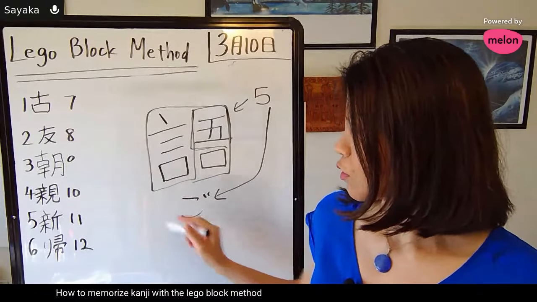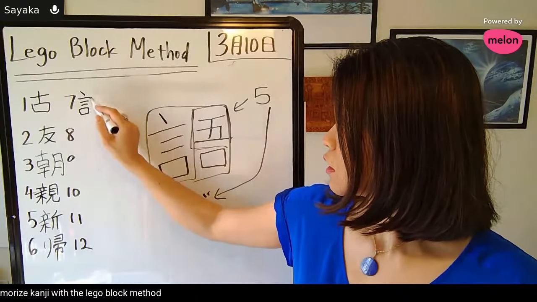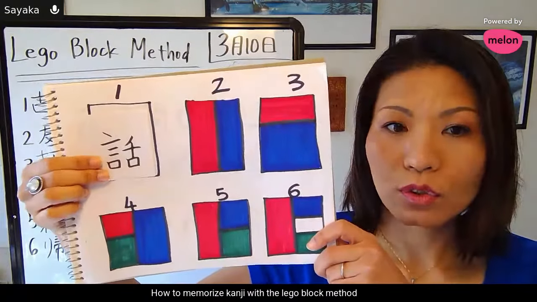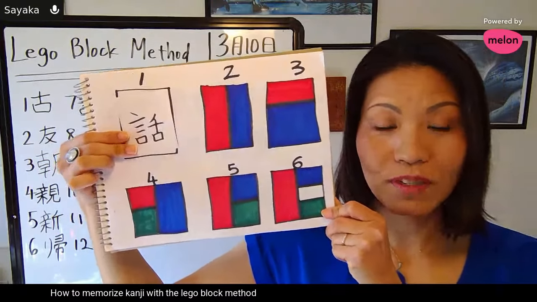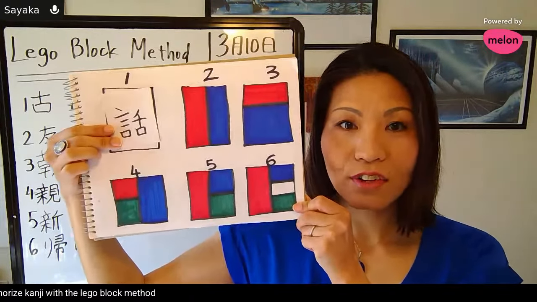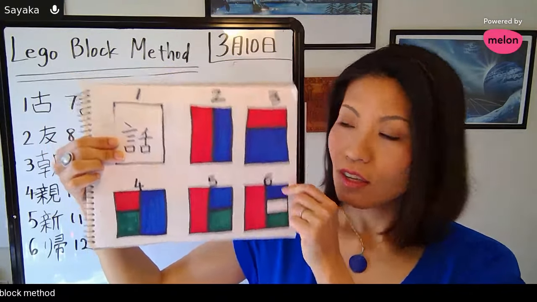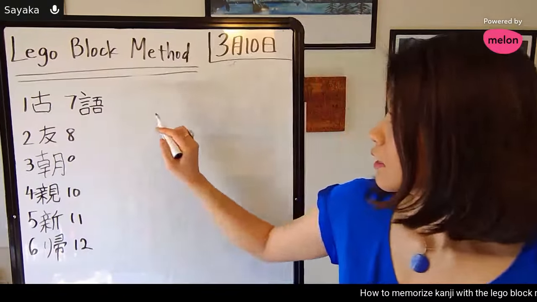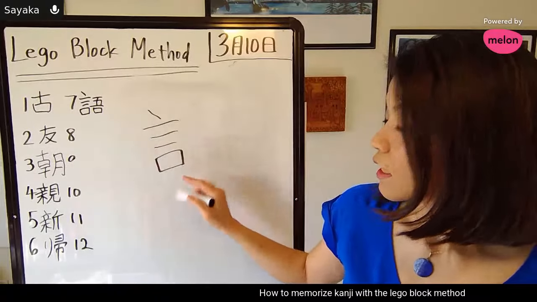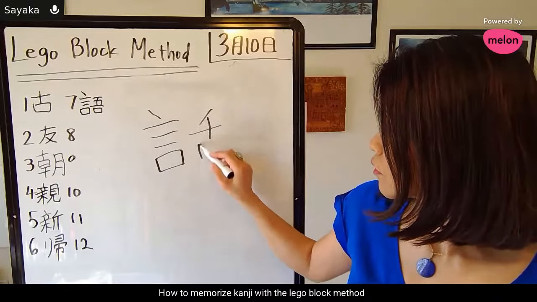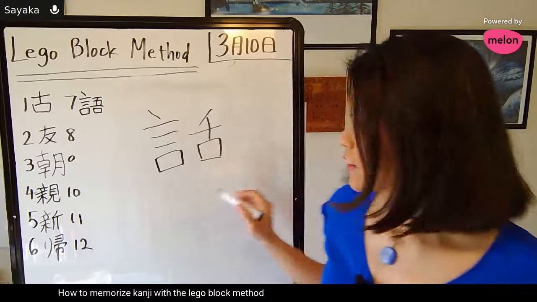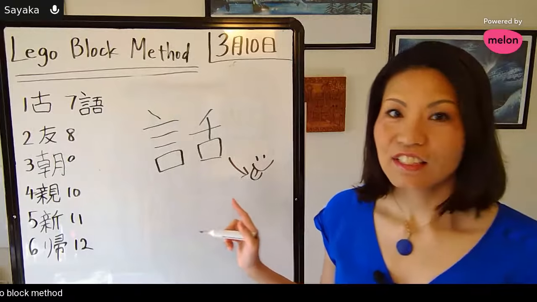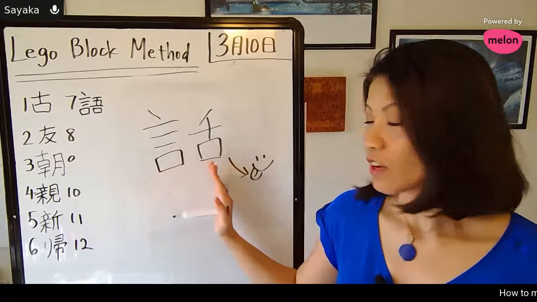This is 日本語, go, language. Which pattern is this? This is pattern number 2, the same. This kanji means to say. So you have to say, and then you have tan.